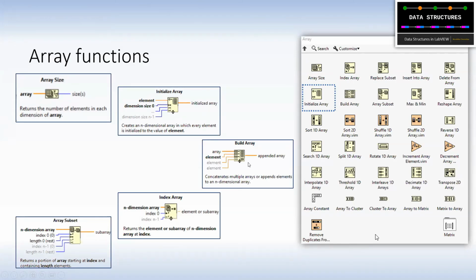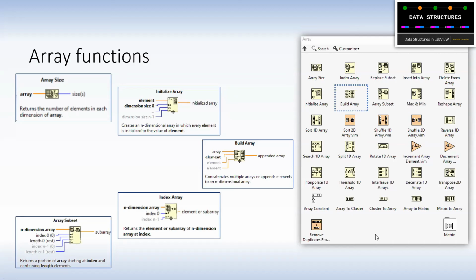The next one is the build array. It means you have an array already, and you want to add more points to that array. So you just connect that array to this function and add the extra elements you want to add, and then all together, the first array plus the added elements will come out as an appended array.